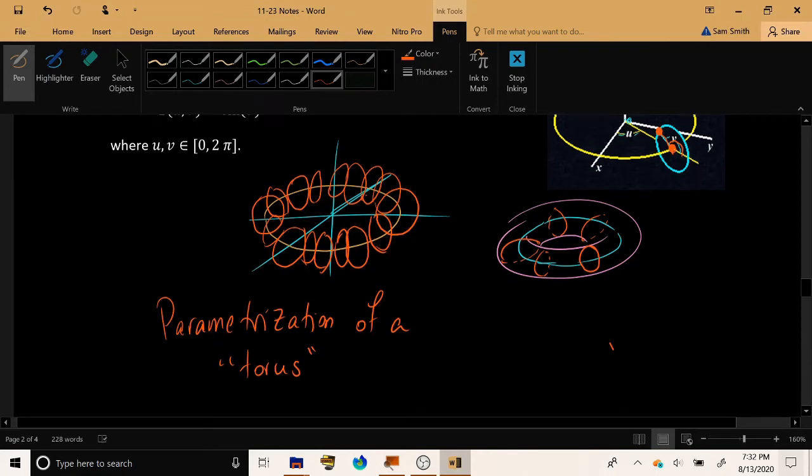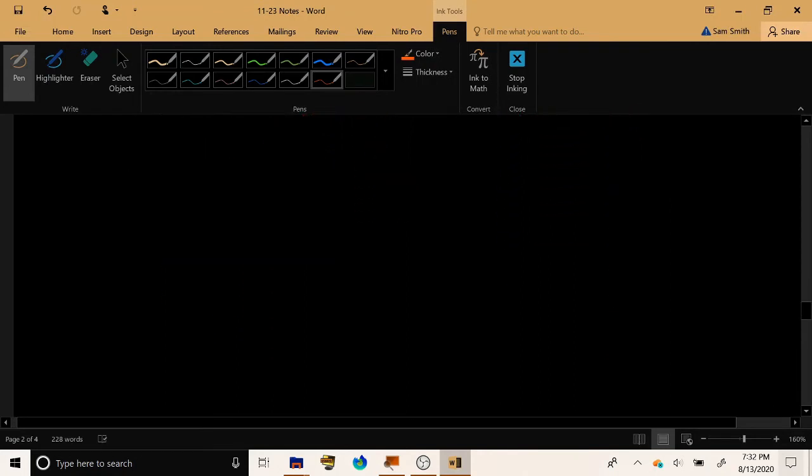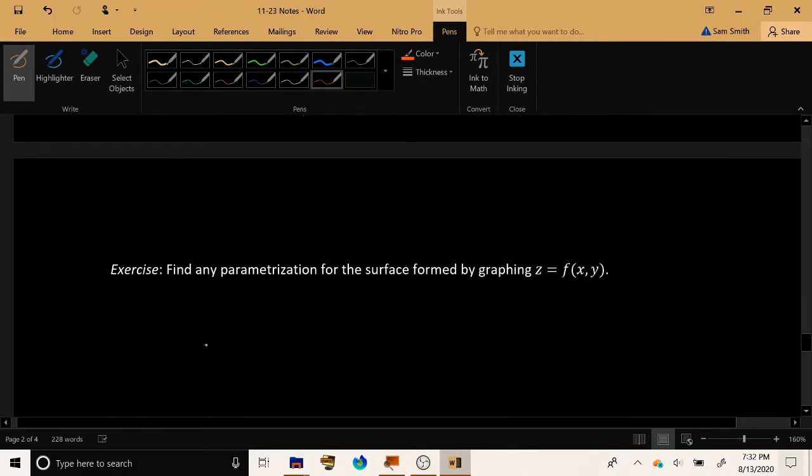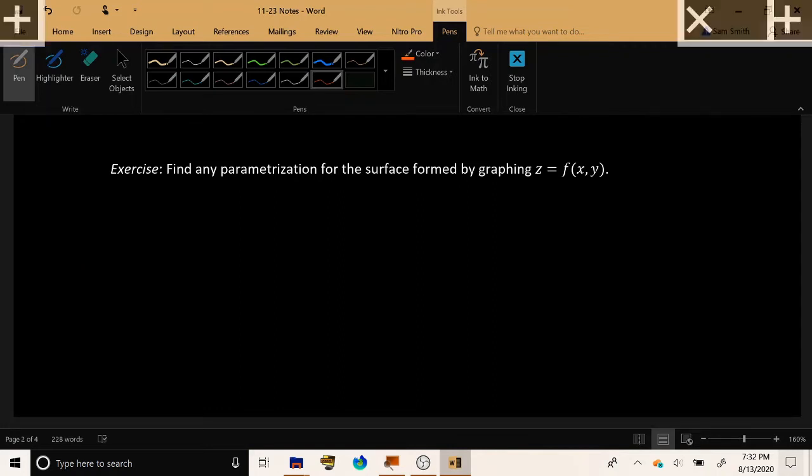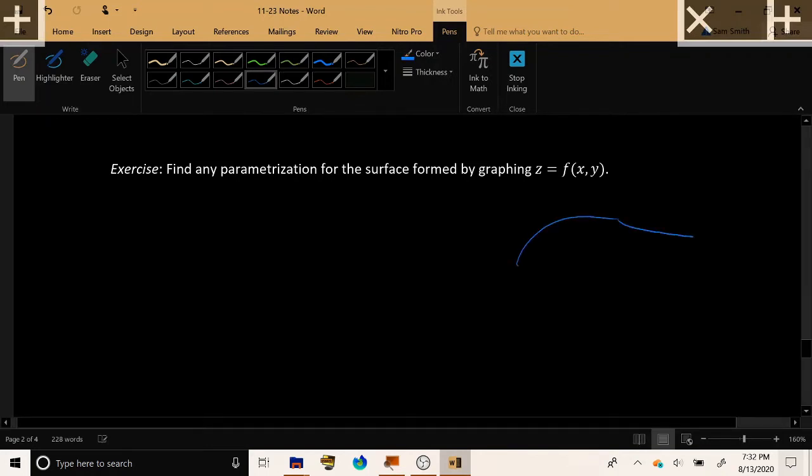There are a few more famous shapes, which you'll get to see in your homework and exercises. But let's deal with one quintessential parametrization for the surface formed by graphing a function f of x,y. So we want a parametrization for the graph of a function f of x,y.